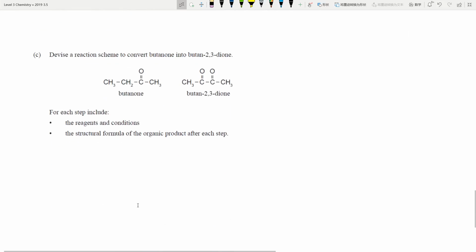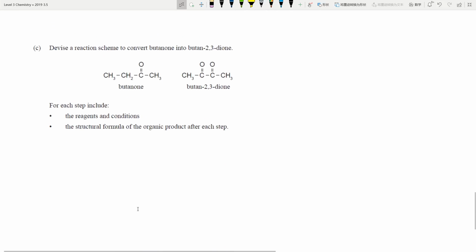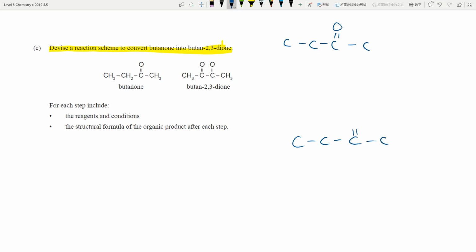All right, last question for this particular exam. Now this particular question is becoming a bit of a trend. This happened in 2018 as well. They want you to write a reaction scheme to convert butanol into butane-2,3-diol. So first of all, you have to be able to draw them. So what's butanol? This is butanol. What is butane-2,3-diol? This is butane-2,3-diol. Okay, so they want you, actually, get rid of this. Let's put it way down here because I may need all the space.